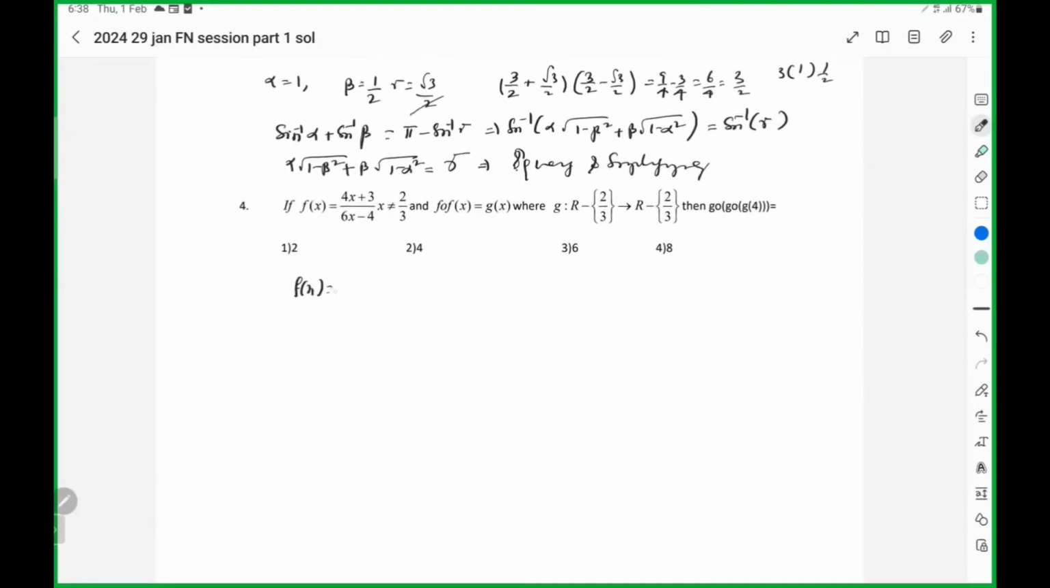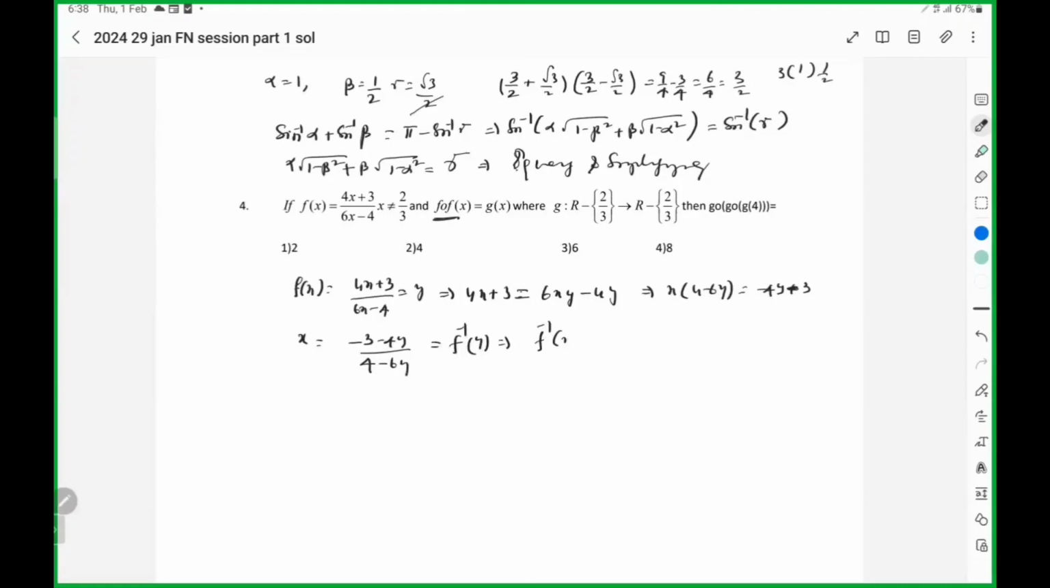Here f of x, whenever it is given, let us find the inverse. 4x plus 3 is 6xy. X you take: 4 minus 6y is minus 4y plus 3. X here is 3 minus 4y by, minus 3 minus 4y by 4 minus 6y. F inverse y.